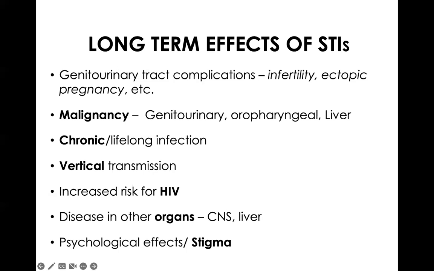I can see someone here who has asked me to explain vertical transmission. Vertical transmission is basically transmission from mother to child, either in utero or during birth or during breastfeeding. So this is the one that we talk about a lot in HIV, but it also happens for other STIs.